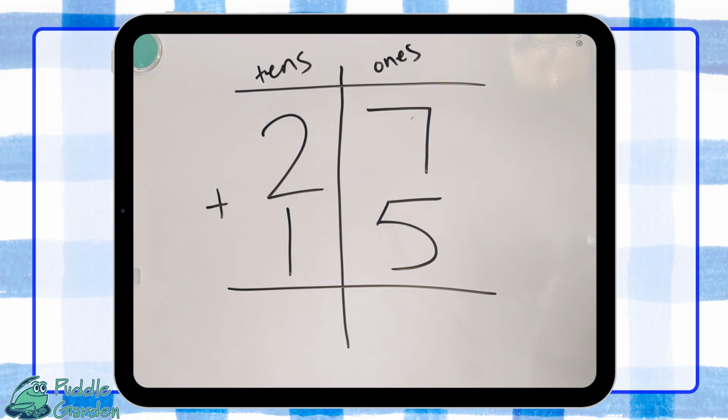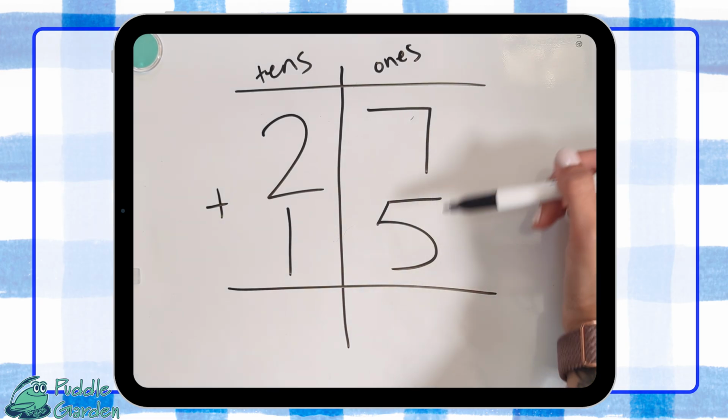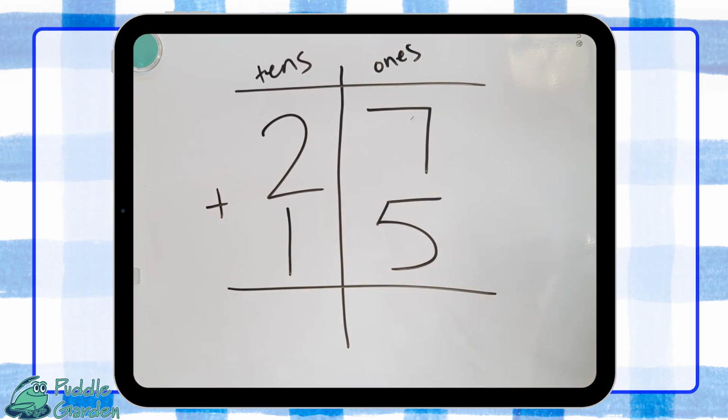We are going to practice regrouping. What that means is if this number, our ones, are more than 9, then we're going to have to regroup over on our tens side. So, for example, 7 plus 5. What is 7 plus 5?